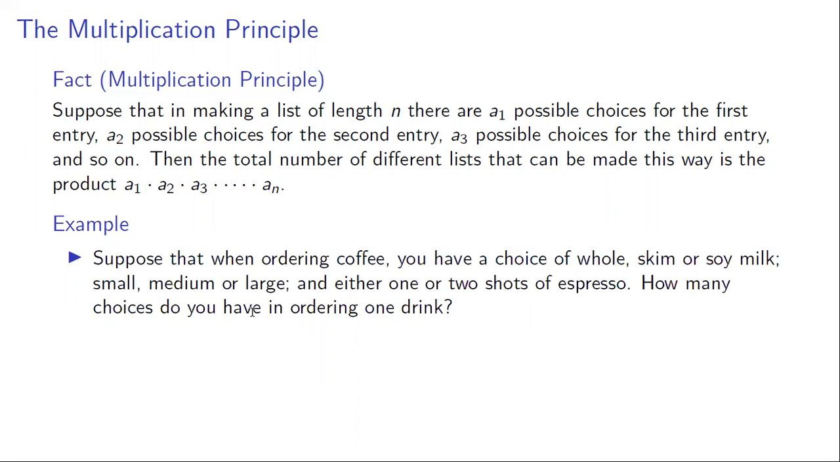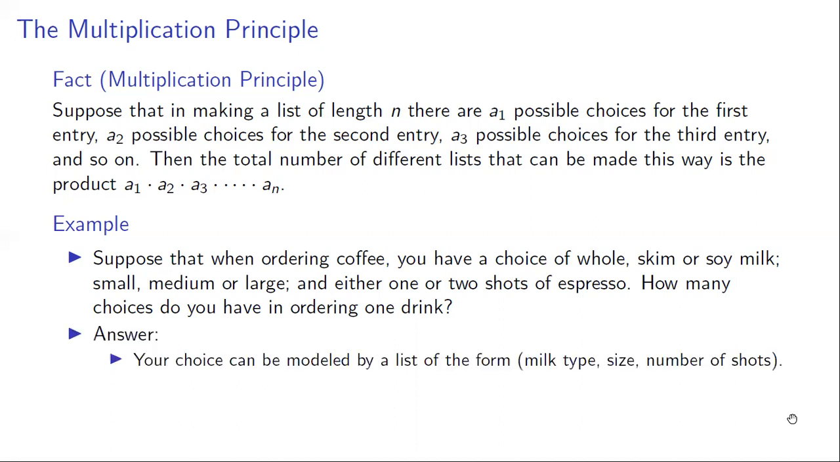So for example, an everyday example: suppose that when ordering coffee, you have a choice of whole, skim, or soy milk. So you have three different options for milk. And then as for size, you have three options: small, medium, or large. And then for espresso, you have either 1 or 2 shots. How many choices do you have in ordering one drink? So you want to order a drink. How many total choices do you have? Like, how many different types of drinks can you order?